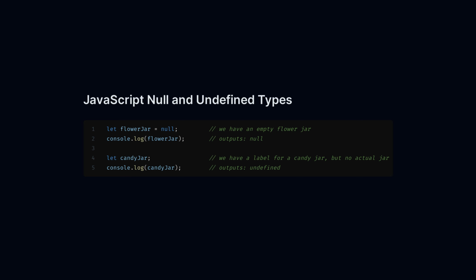The code on this slide brings this analogy to life. Our JavaScript flower jar variable is declared and intentionally set to null, and when we log it to the console, it indeed outputs null. However, our candy jar variable is simply declared without any value, making it undefined, as you can see from the console log. It's always helpful to understand these unique JavaScript types, as they're quite common in JavaScript programs.